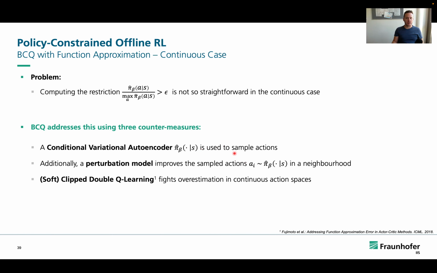We will see in a minute why it is conditional and how it is actually conditioned. Then it additionally uses a perturbation model that improves the sampled actions. So we sample an action, and we want to improve that action in a local neighborhood. We want to maximize the action, but only in a local neighborhood where we are sure that there's low extrapolation error. And we apply soft-clipped double Q-learning to fight the overestimation in continuous action spaces. But maybe let's look a little bit at all these 3 components.